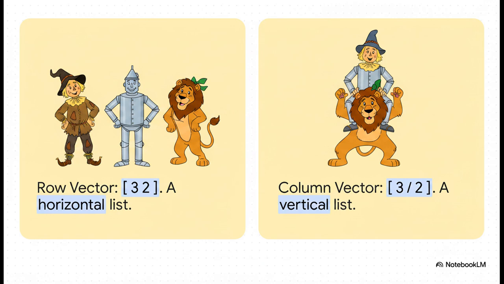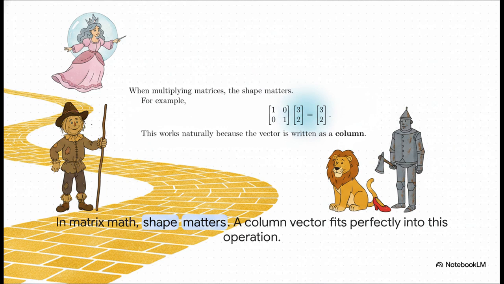Now, let's zoom in on this row versus column thing, because this one trips a lot of people up. You might look at them and think, same numbers, who cares? But in the world of matrices, their shape, horizontal versus vertical, is a huge deal. They are not the same thing at all. And here is a perfect example of why. When you start doing matrix math, the shapes literally have to fit together like puzzle pieces. See how that column vector with its tall, skinny shape slots right into that multiplication? It just works. Now try to jam a row vector in there. Nope, it won't fit. The math breaks. So the choice isn't just for looks, it's completely functional.